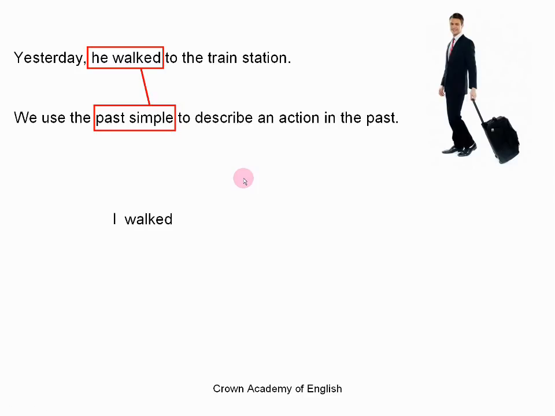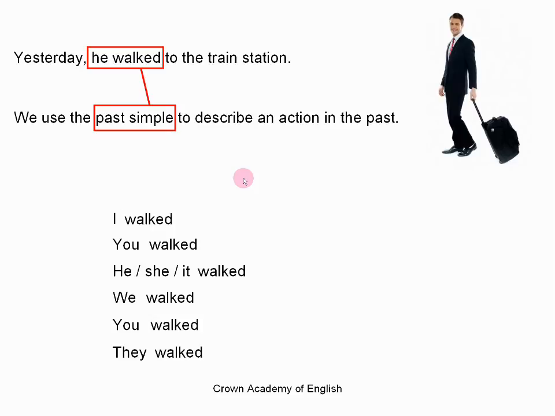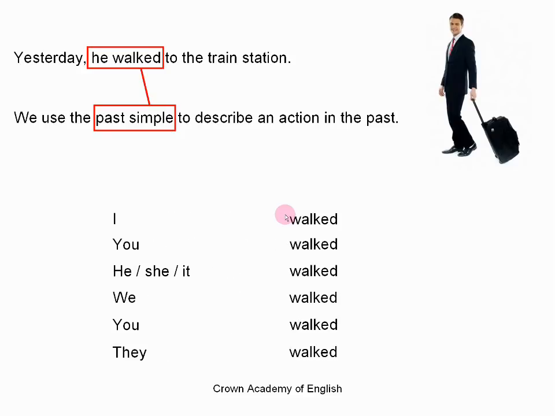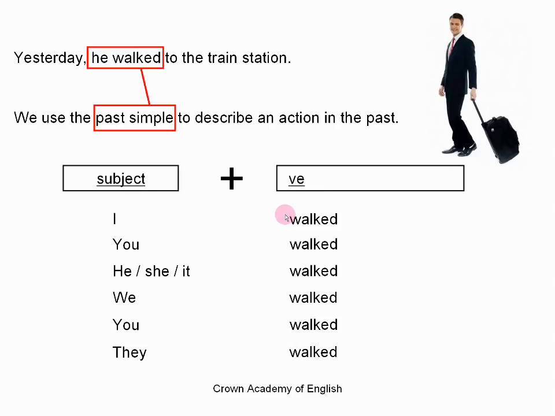I walked. You walked. He, she, or it walked. We walked. You walked. And they walked. So if we look at this in more detail, then this is the form. We have the subject and then the verb in the past simple form.